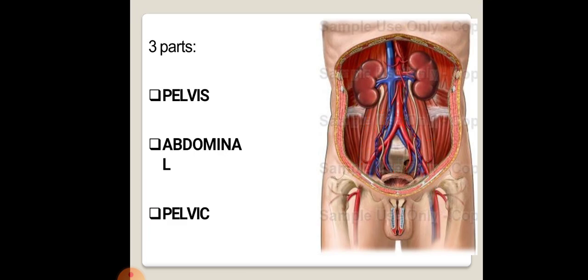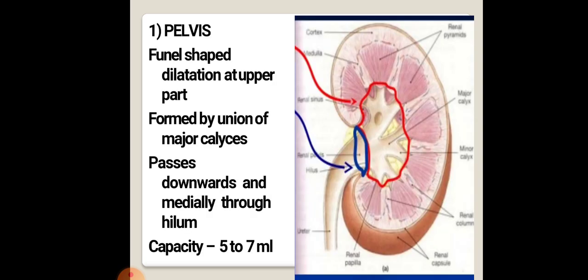There are three parts of the ureter, that is the pelvis, the abdominal part and the pelvic part. First is the pelvis. It is funnel shaped with dilatation at the upper part. It is highlighted with red color over here. This is the pelvis part, and it is formed by the union of major calyxes.